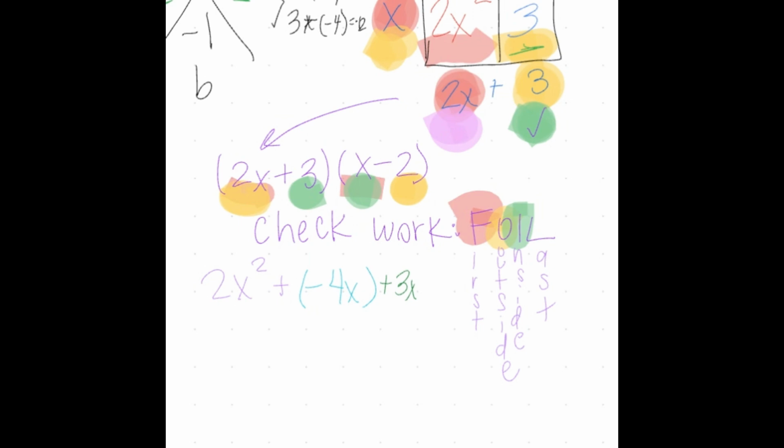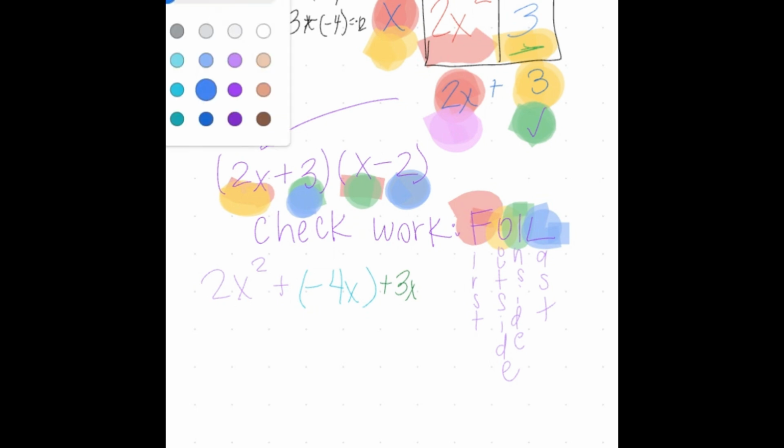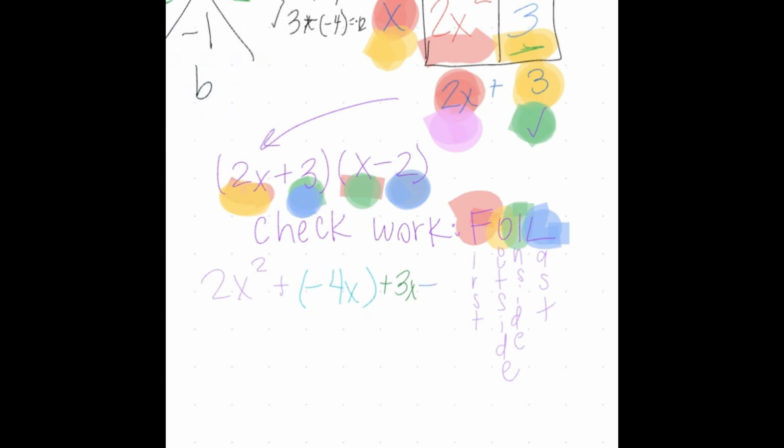And then we're going to do our last terms. In our first set of parentheses, that's 3. In our second set of parentheses, it's negative 2. Remember, the signs stay with it. So 3 times negative 2 is negative 6. So altogether, we have 2x squared plus negative 4x plus 3x minus 6.